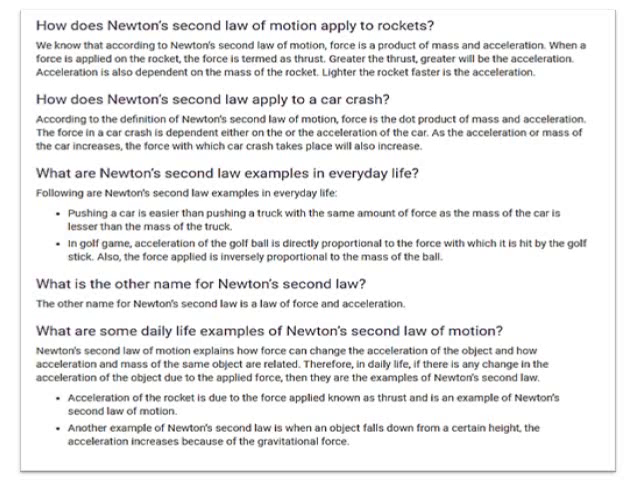What are some daily life examples of Newton's second law of motion? Newton's second law of motion explains how force can change the acceleration of an object and how the acceleration and mass of the same object are related. Therefore, in daily life, any change in the acceleration of an object due to an applied force is an example of Newton's second law. So the acceleration of a rocket due to the force applied, known as the thrust, is an example of Newton's second law of motion.